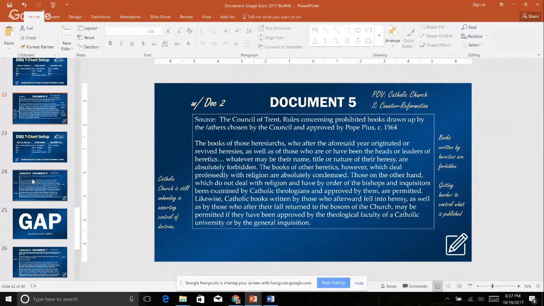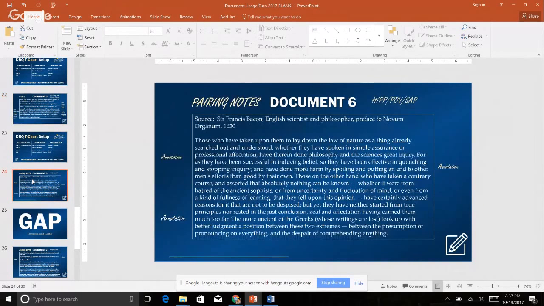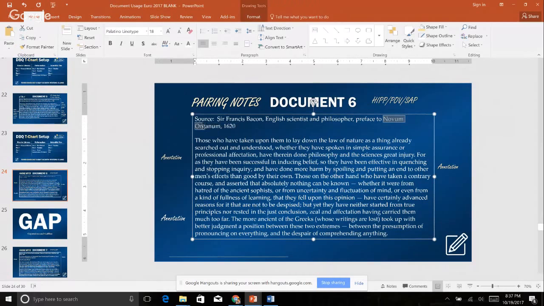All right, so then going on to document 6, Sir Francis Bacon, English scientist and philosopher, preface to Novum Organum, 1620. All right. Now, of course, we kind of know where this is going. We've got another scientific revolution document.